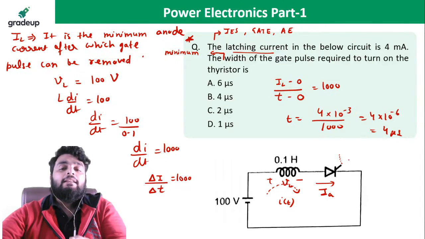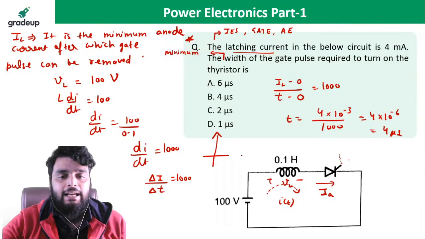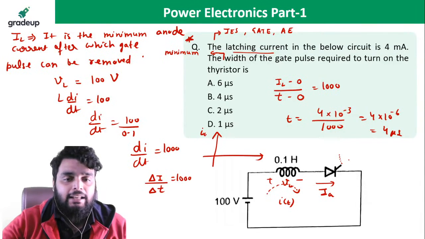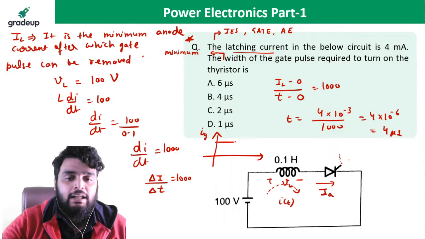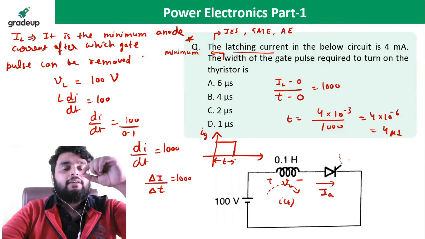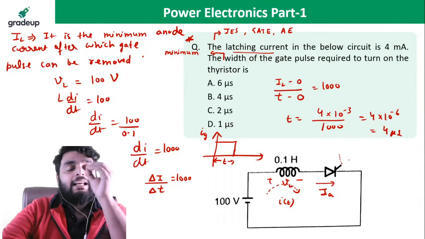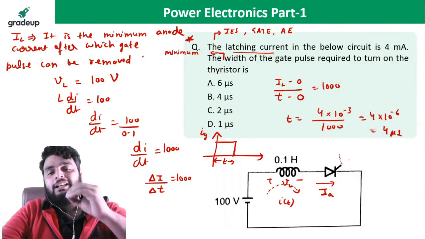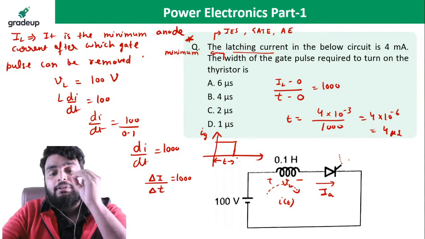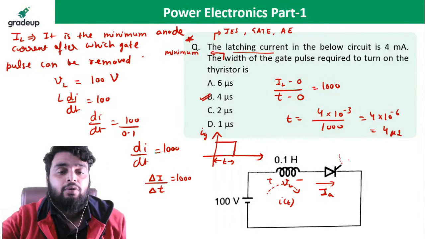It means that the width of a gate pulse, the gate pulse will be like this. See very carefully. So this width must be equal to this time. Otherwise, if the width is less than this time, अगर आपकी width इससे कम हुई, then what will happen? Your thyristor will not get turned on. So the minimum time for which the gate pulse must be present is 4 microsecond.